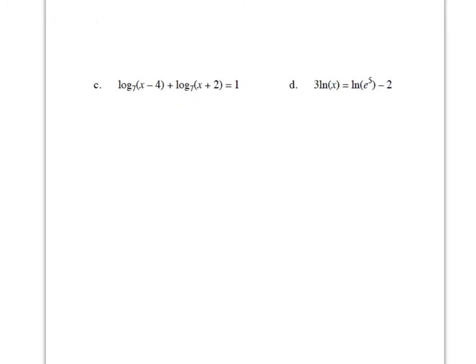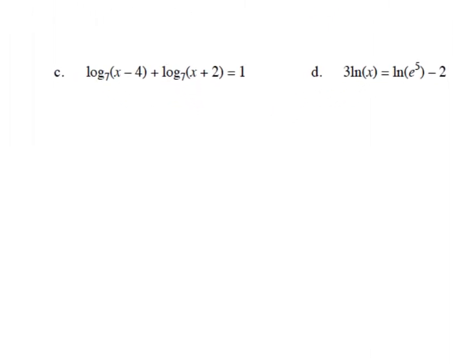Now, these next two, I'm going to give you a couple of hints, then I'm going to have you pause it. You can work on them, and then come back and check your answers. Hints. You are adding two logs. Therefore, you're going to take the log base 7 of something times something, and then go from there.